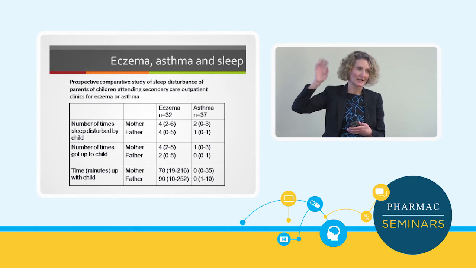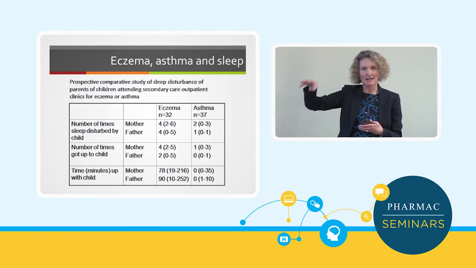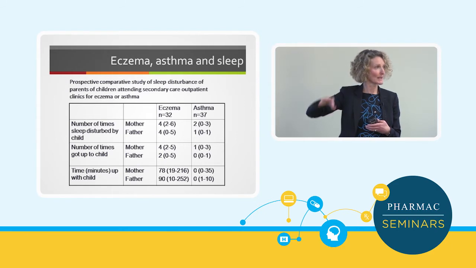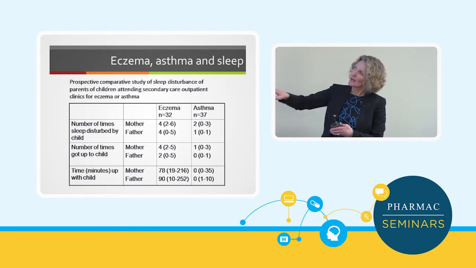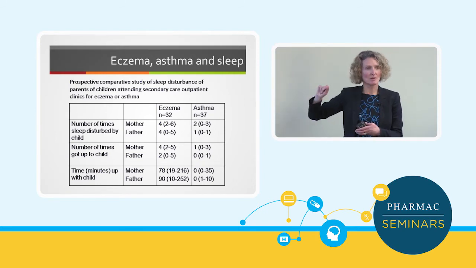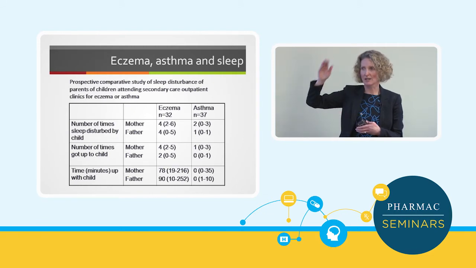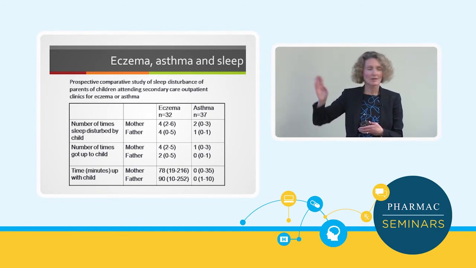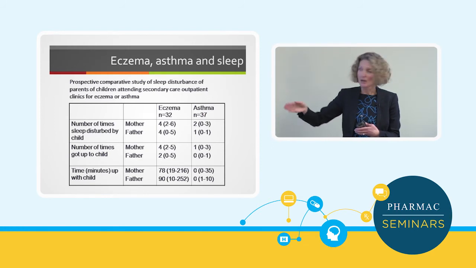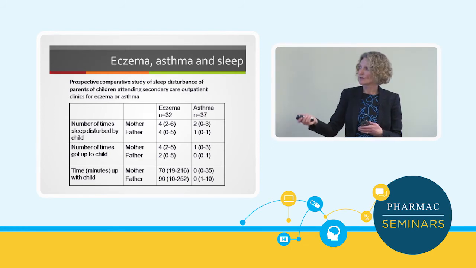This table comes from a study looking at the impact of eczema compared to asthma on parental sleep. I don't know if any of you have children with eczema or asthma, it's probably quite relevant to you. So they asked the parents how many times their sleep had been disturbed over the previous week by their child waking up. And so with the children with eczema, the parents had been woken on average about 4 times in the last week, compared to asthma maybe 1 or 2 times. The parents had to get up a lot more for the children with eczema, 6 times in total between the parents. And they were up for a long time.